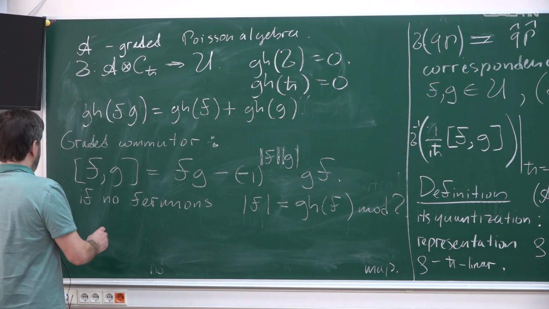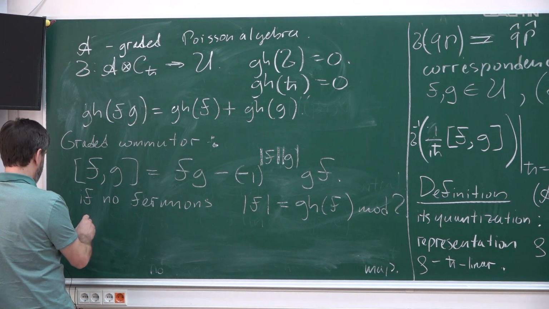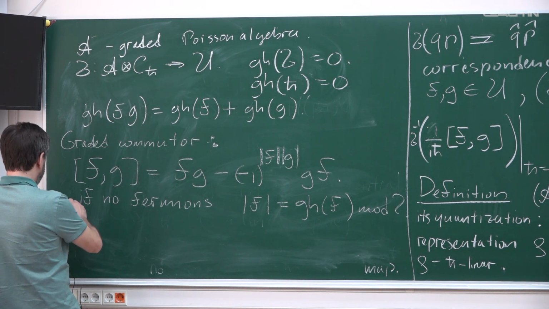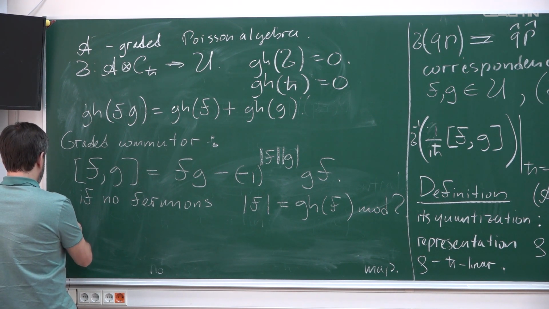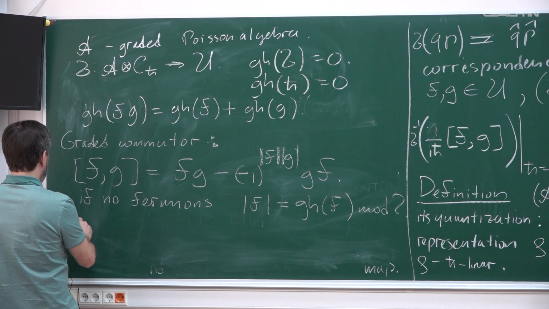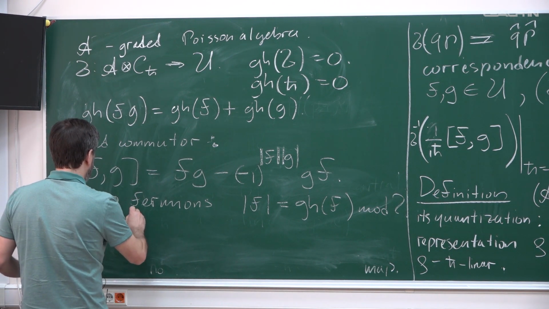Okay, and what about representations? So if we have a representation of our U, if there is this rho, then we want, of course, that the degree is preserved.